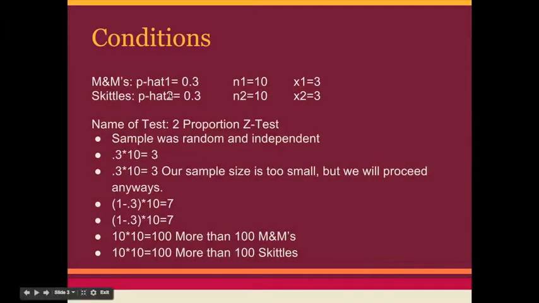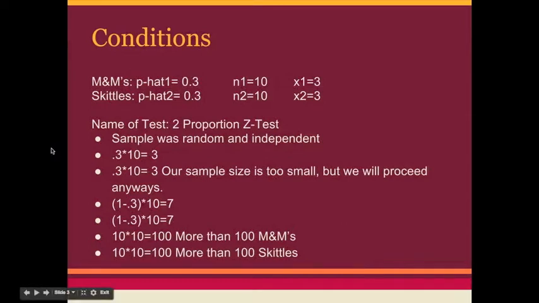For the Skittles, we are marking that as the second value. We used 10 Skittles, same numbers as the M&Ms, and our x value also came out as 3. So our p hat stayed the same value. For this test, we used a 2-prop z-test because there's two proportions and we're trying to find the difference of them. And the sample was random and independent, assuming that we grabbed a random bag of M&Ms and Skittles, and we know that we chose Skittles randomly from the bag, not by looking in there or anything.